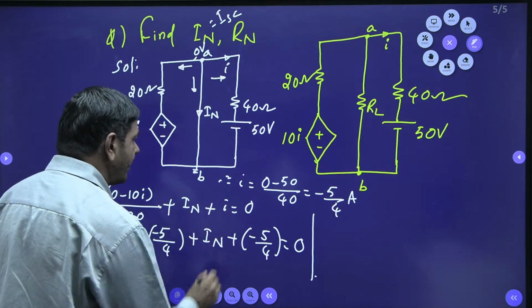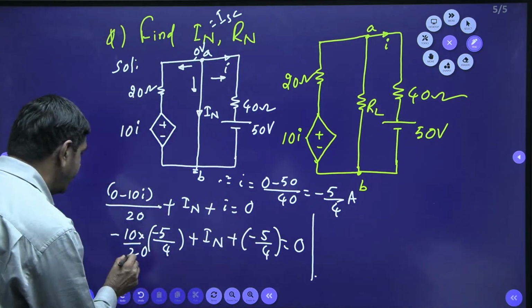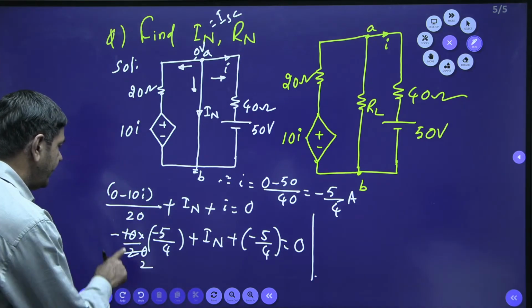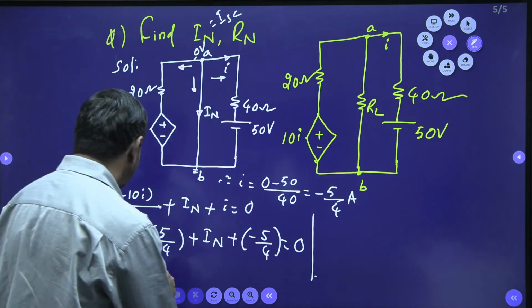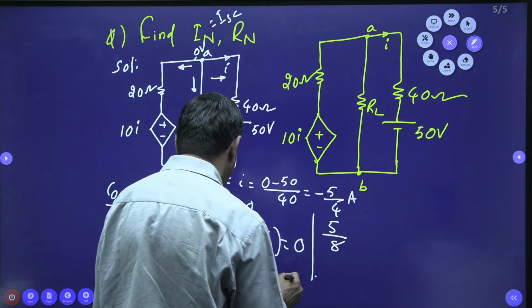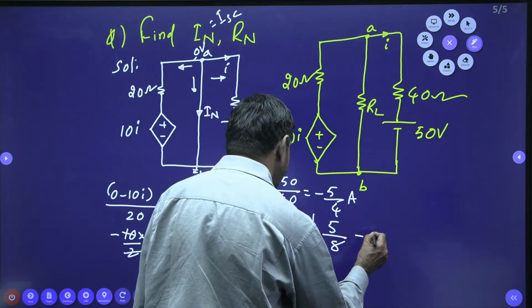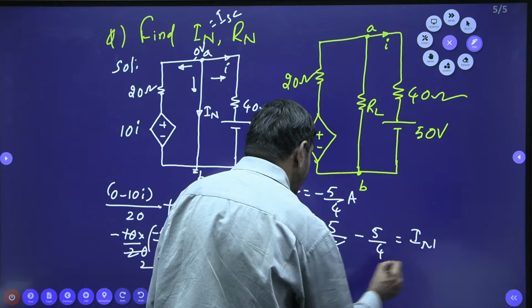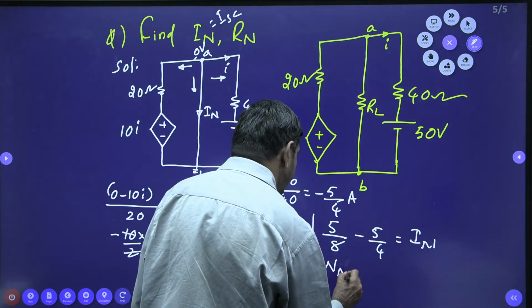IN we need to calculate. I equal to 5 by 4. Now we can find directly. 10 and 20, the 10 I can cancel now. 5 by 8 is possible here. And this side what I can get now, minus 5 by 4 I can get. That equal to IN I can put. Now you can find the IN value.